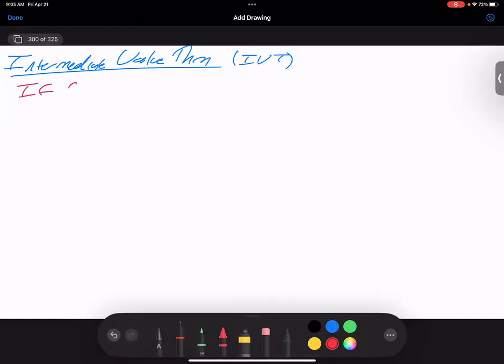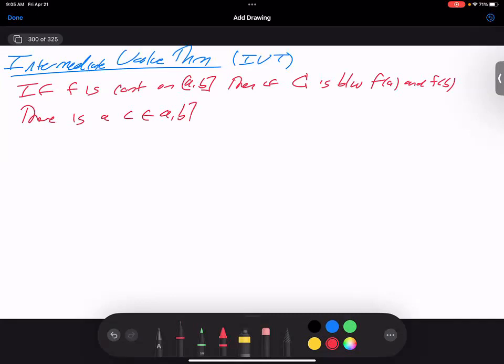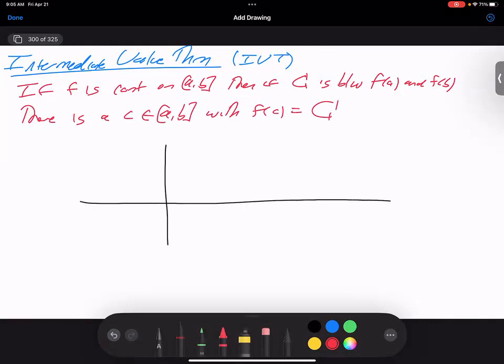So if f is continuous on [a, b], then if capital C is between f of a and f of b, there is a little c in the interval [a, b] with f of little c equals big C. So another way of saying that is, if my function is, here's a, here's b, you give me any value between f of a and f of b, then there is no way for me to continuously go from f of a to f of b without crossing this line.